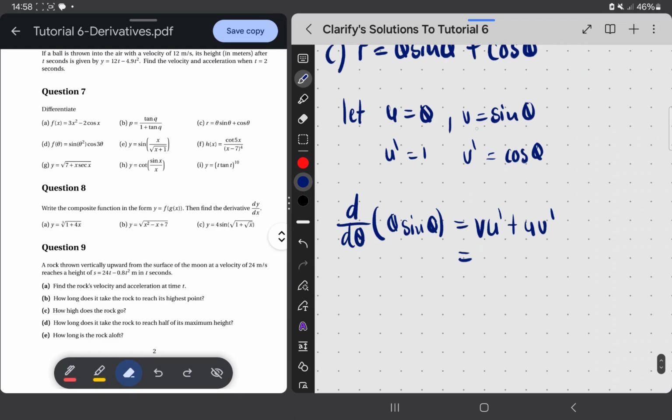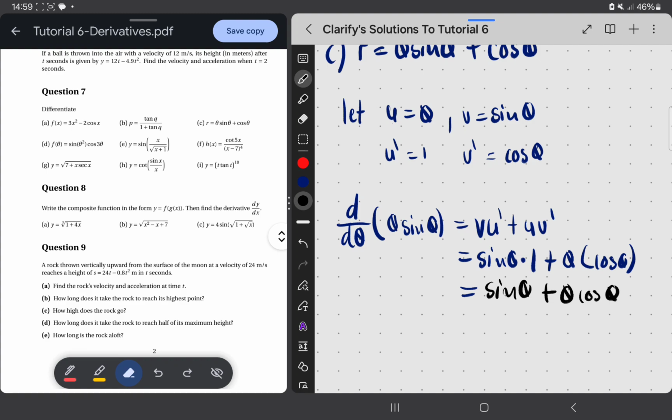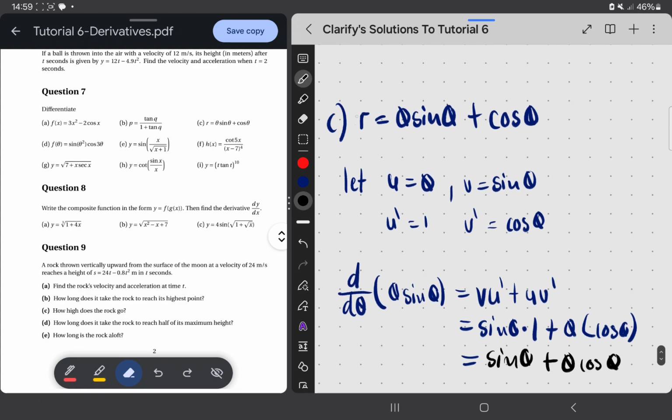So it's the second, which is v, which is sine theta, times the derivative of the first, which is 1, plus the first, which is theta, u, times the derivative of the second, which is cos theta. So sine theta times 1 is sine theta, plus theta times cos theta becomes theta cos theta. I'm doing the derivative of this part now. Now we can do the derivative of the whole thing.